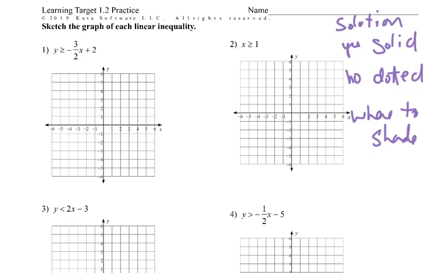So you know if it's solid if it's going to be equal to, okay? So if it's less than or equal to or greater than or equal to, it's going to be a solid line. If it's not equal to, so just less than or greater than, it's going to be a dotted line. And where to shade, a great way to do it is to check that with a point. Generally, if y is greater than, you shade above, and if y is less than, you shade below.